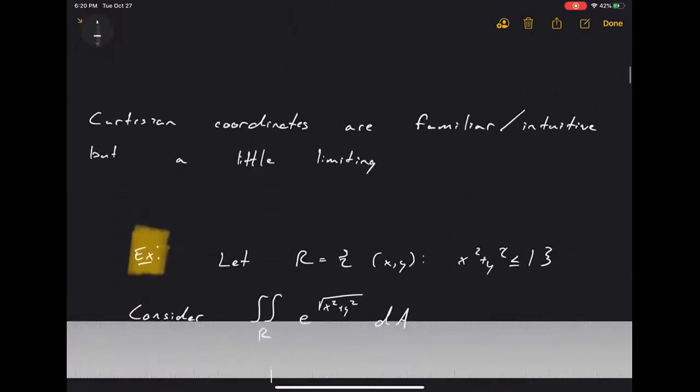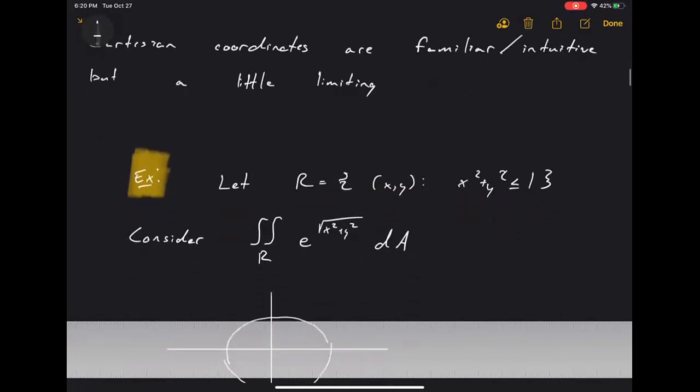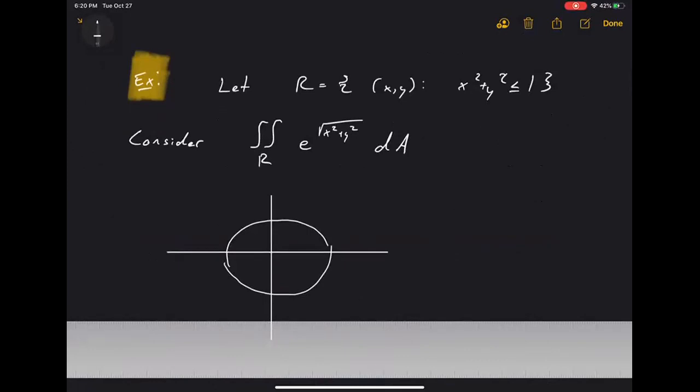Okay. So as I was saying, Cartesian coordinates, they're nice. The x and y coordinates are nice because they're very familiar, but they can be a little limiting. So, for example, consider integrating this function. Let's say our region is the circle centered at the origin with all the points less than or equal to 1 unit away from the origin. So this is just our domain, our region R.